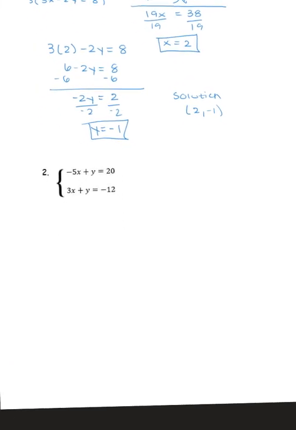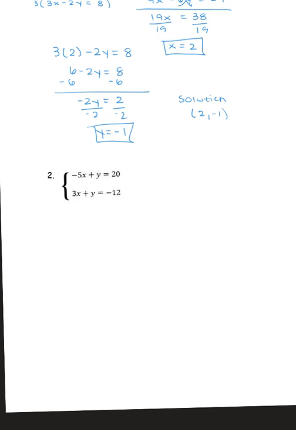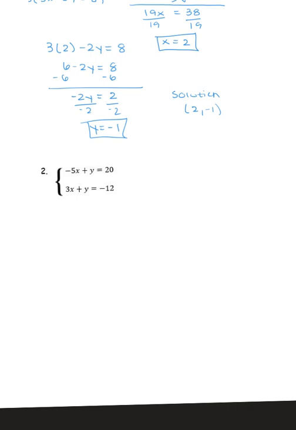Now let's take a look at the last one. So we have negative 5x plus y is equal to 20, and 3x plus y is equal to negative 12, all right? I can see here that my y terms have the same coefficient. So since my y terms have the same coefficient, I am going to subtract. So I'm going to rewrite this. I have negative 5x plus y is equal to 20. And then I have 3x plus y is equal to negative 12.